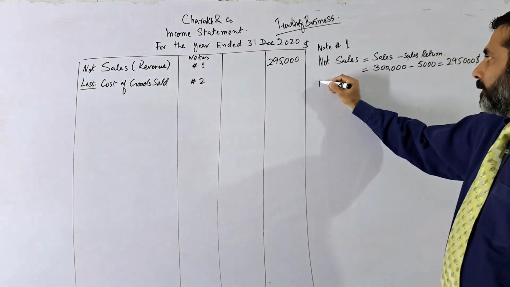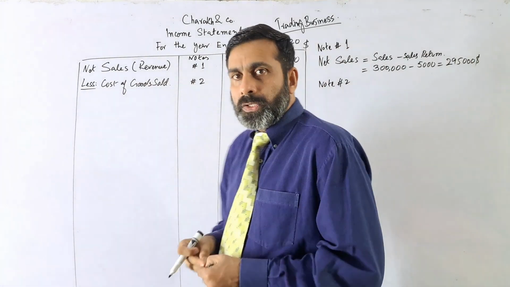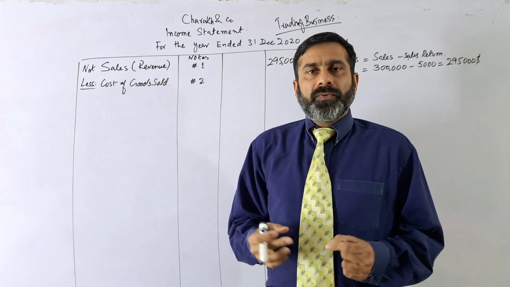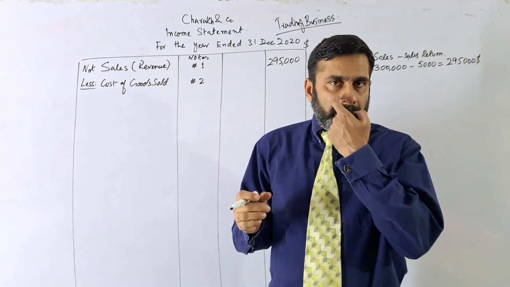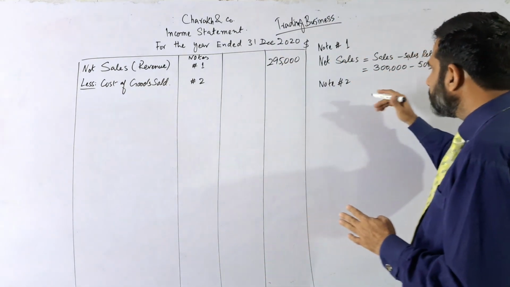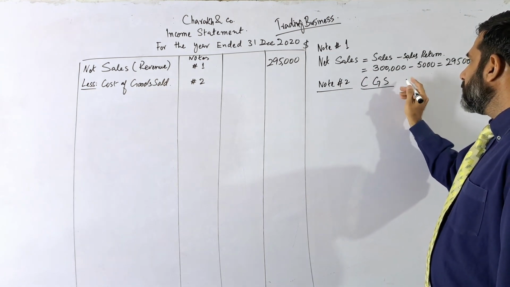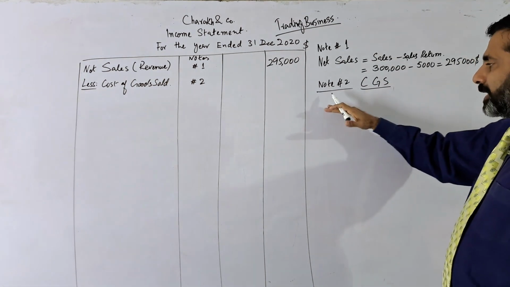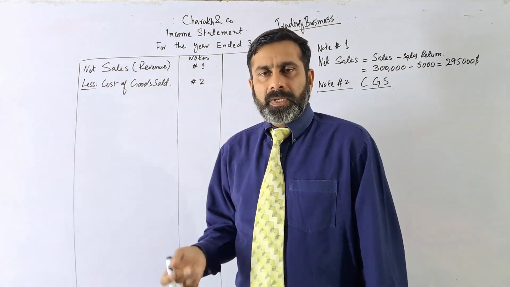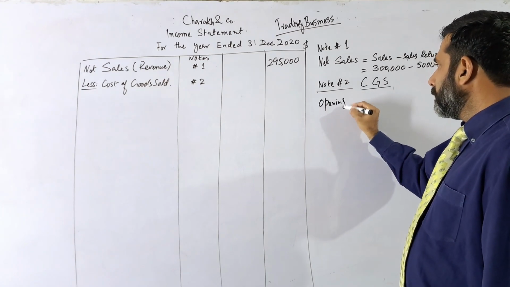Now note number 2. What is the meaning of the cost of goods sold? The trading business is purchasing goods and selling goods. So we have to calculate how much is the cost of those goods which are sold. For that purpose, we have a particular format. The cost of goods sold is also called CGS. In the CGS, we have 4 or 5 main items which we will include in the cost of goods sold statement. First of all, we will write the opening stock.